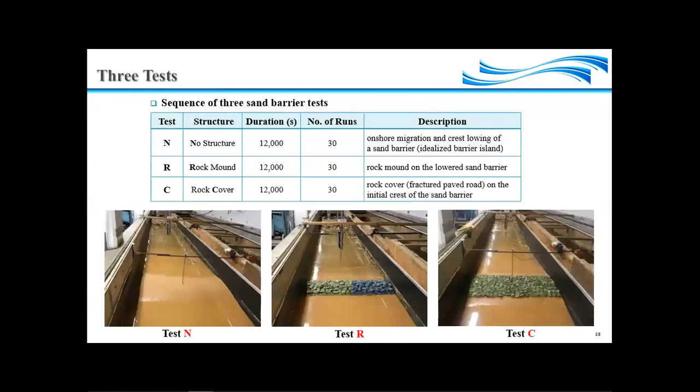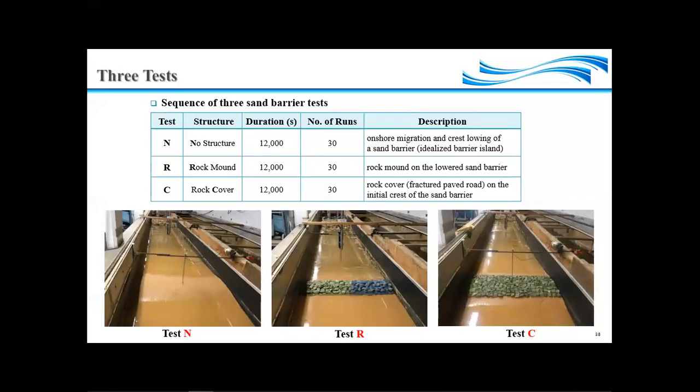Okay, then the question is, this particular experiment is an idealized case. This is sand, and you have sand here. Can we stop the erosion here by putting stone? And this is a three-layer stone, so that's why I call it the rock mound. This rock cover is only a single layer, thinner, so it's cheaper. Then the question is, can it reduce the erosion? Another way to put it, you want to see whether rock can stop erosion here.